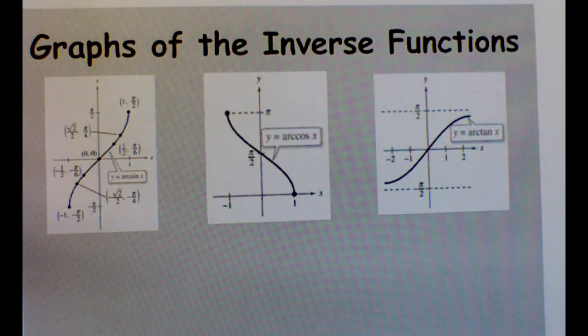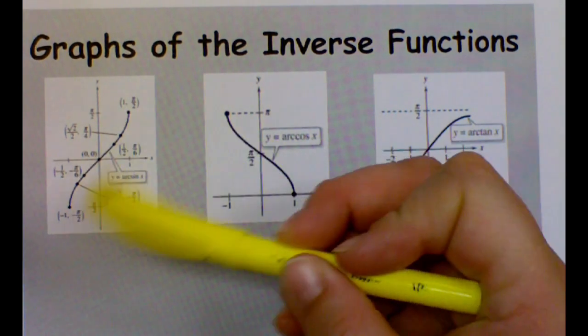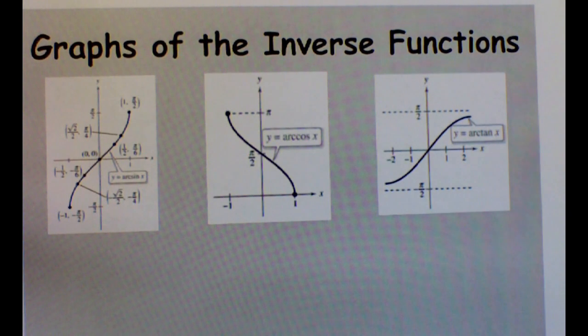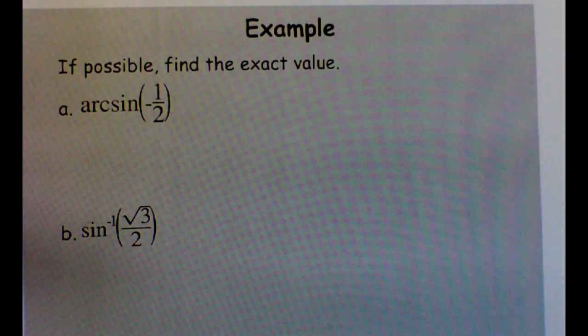And some graphs to help you see that portion of it. This is inverse sine, arc cosine, and arc tangent. Notice they look a little different than their counterparts, but they are reflected over the line y equals x. So let's find our exact value. The arc sine of -1/2. I want what angle has a sine.